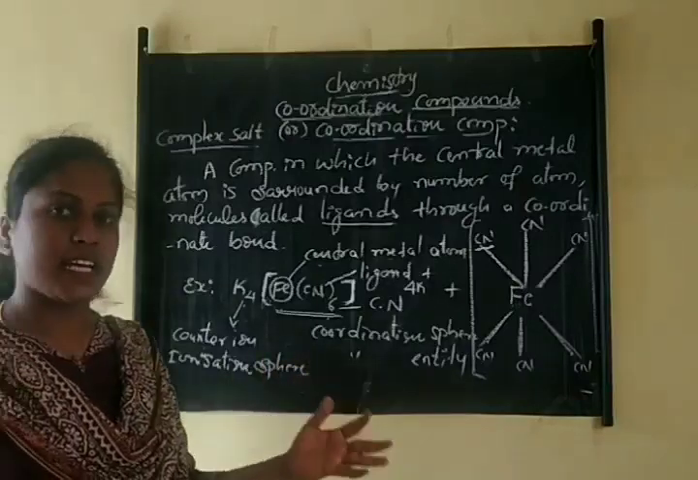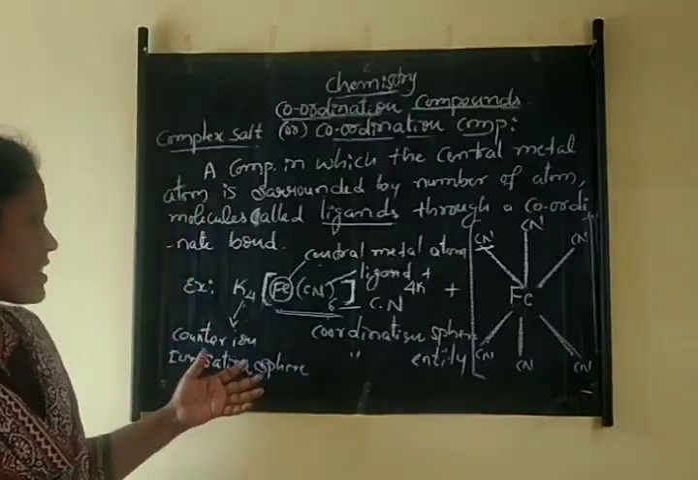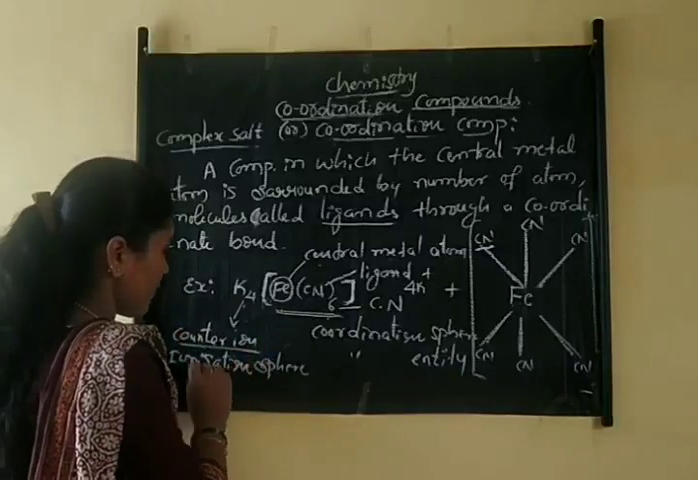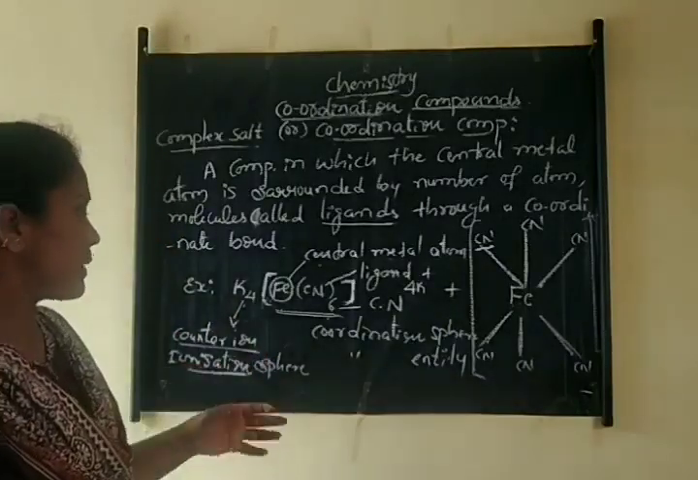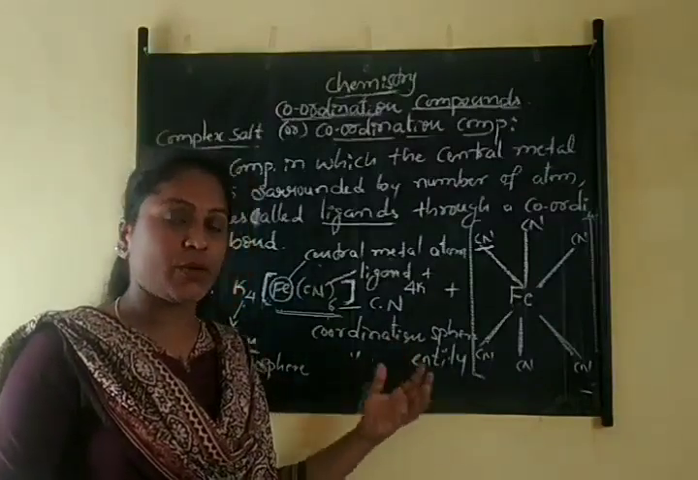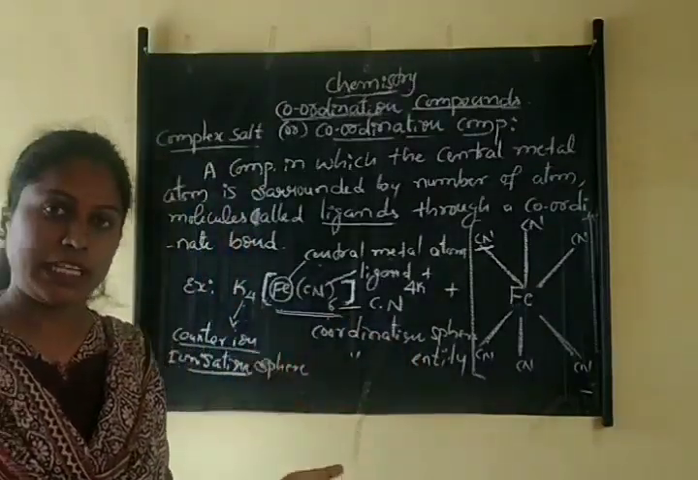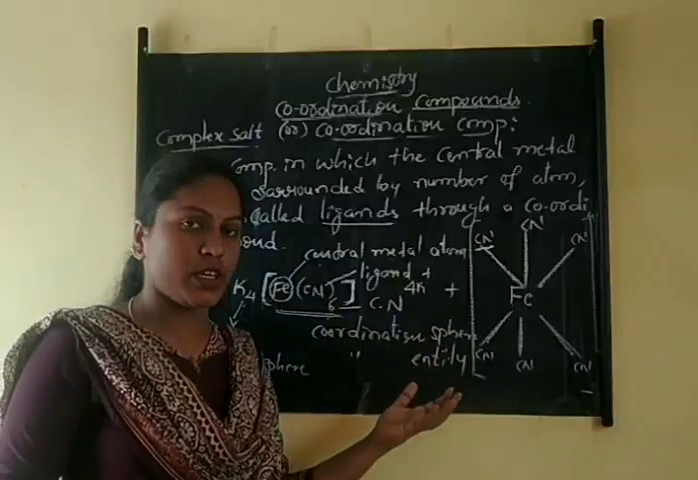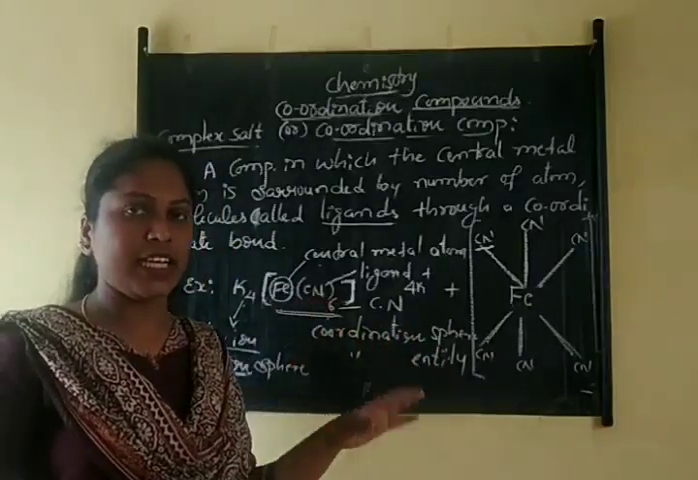In the next class we can study the definitions of these terms. What is meant by ionization sphere, what is meant by coordination entity, what is meant by central metal atom, what is meant by ligand, what is meant by coordination number. So you can study all these in the next class.